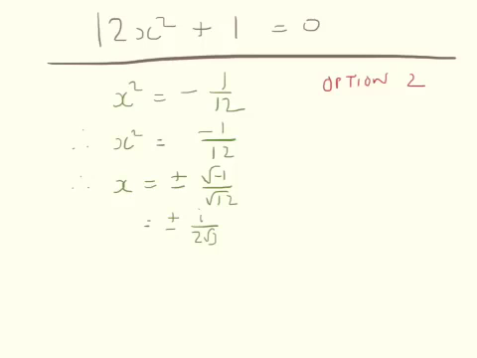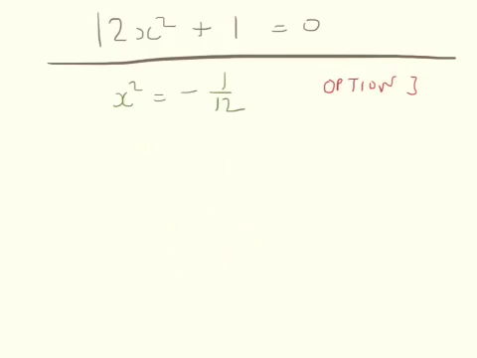And then when we rationalise the denominator in the same way as before, multiply by root 3 over root 3, we're going to get plus or minus root 3 i over 6. Same answer we got before. So here's the third option.